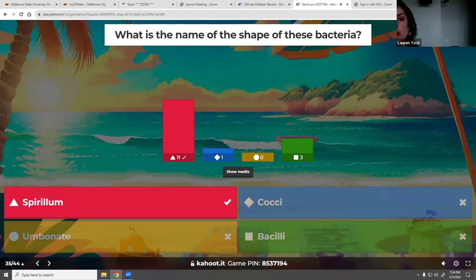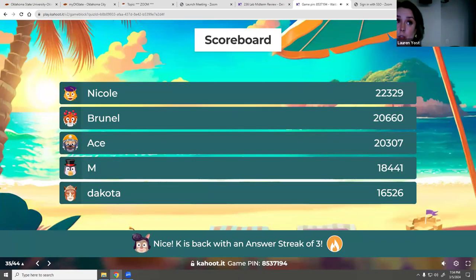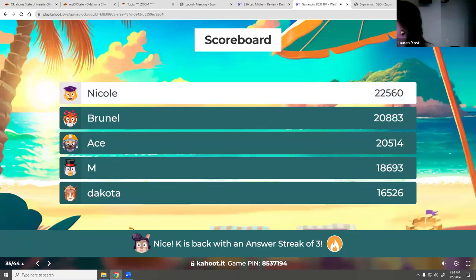It is a shape that you're expected to know, but I don't have any of that in a slide. So I only have slides of bacillus and cocci. So lucky you guys.